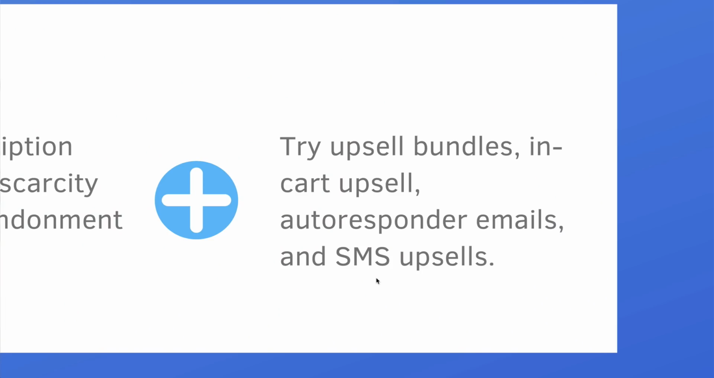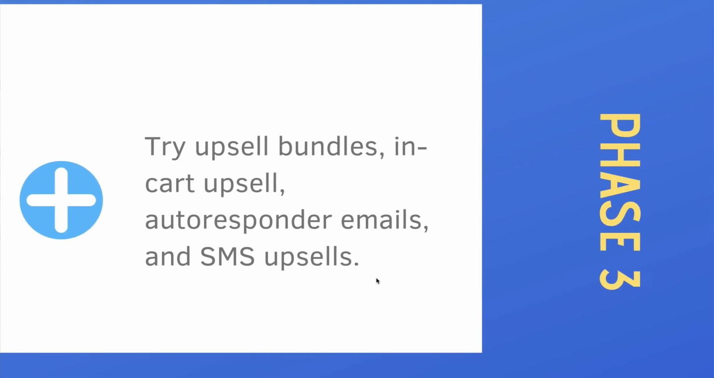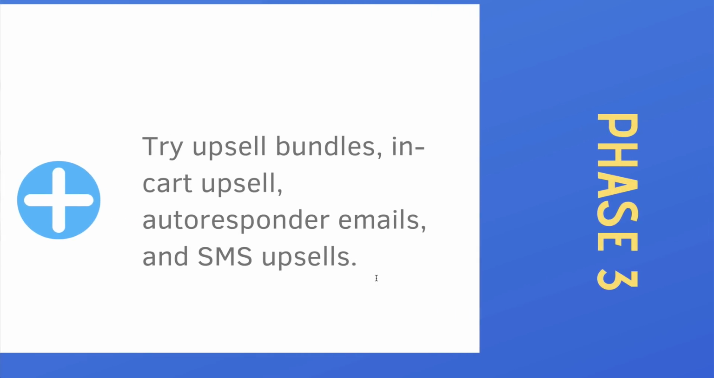particular product page funnel. So what you have to try is upsell bundles, in-cart upsells. You have to try manual variants with multiple colors or options combined together, so that it's a big bundle kind of a thing. You have to try autoresponder emails as well as SMS upsells. And again, for SMS upsells, you can try SMS bump. So when you do all of these things, this is the expansion phase. So you have completed phase 3.